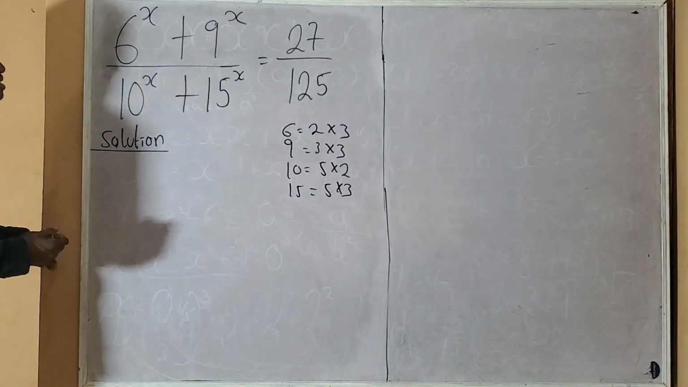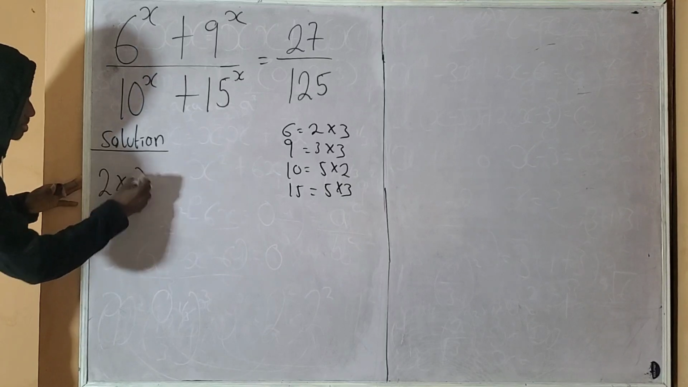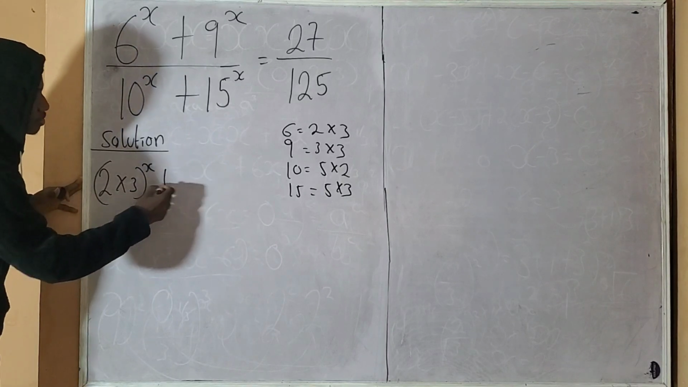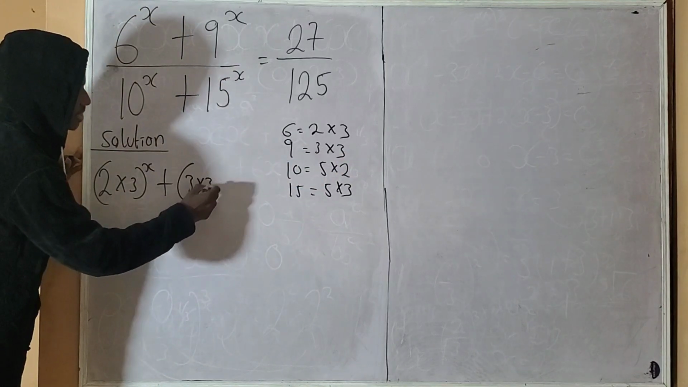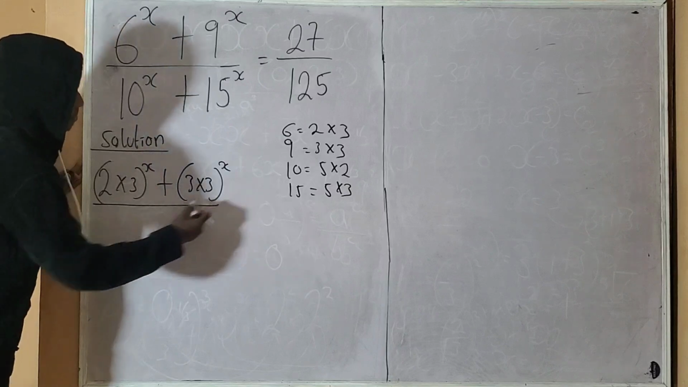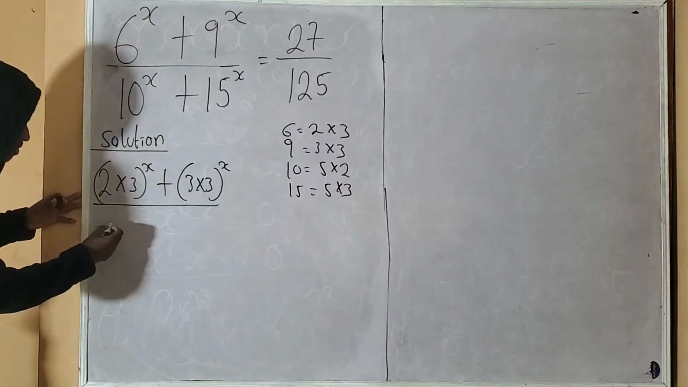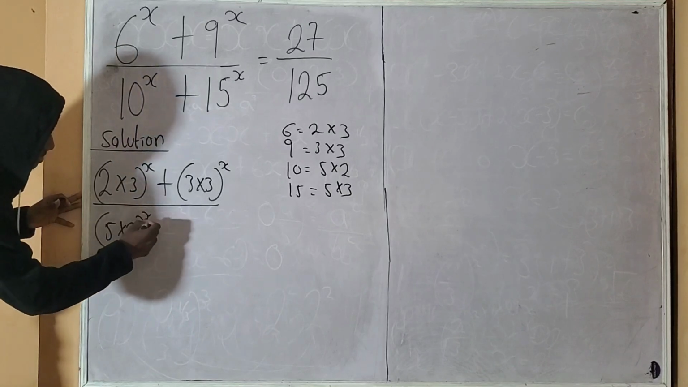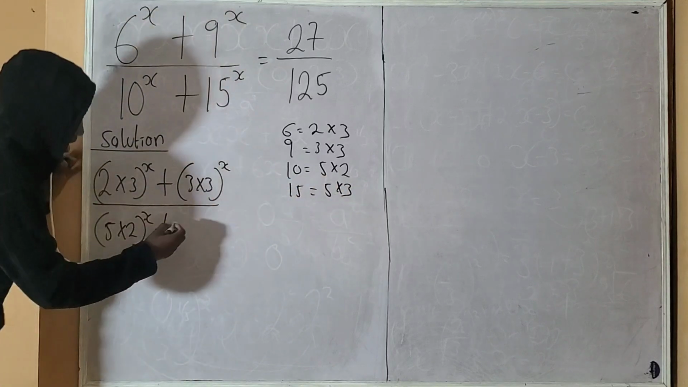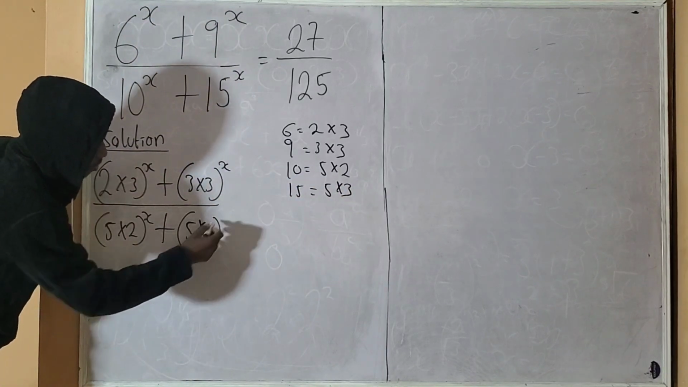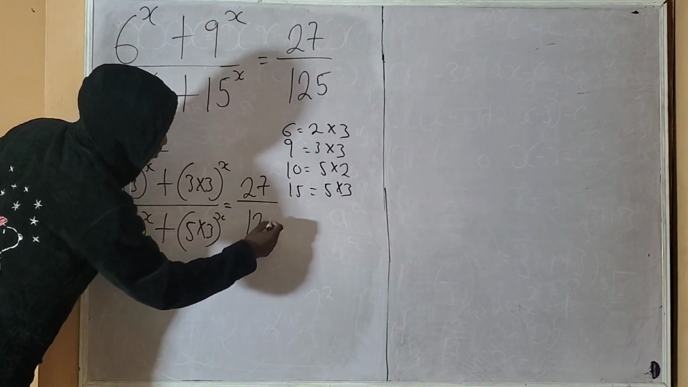Okay, so the first step is that I'm going to replace 6 as 2 times 3. So I'm going to have 2 times 3 raised to the power of x, right? Plus, I'm going to replace 9 as 3 times 3, so I'm going to have 3 times 3 raised to the power of x. Divided by, I'm going to replace 10 by 5 times 2, so I'm going to have 5 times 2 raised to the power of x. Plus, also, I'm going to replace 15 as 5 times 3, so I'm going to have 5 times 3 raised to the power of x. This will be equal to 27 divided by 125.